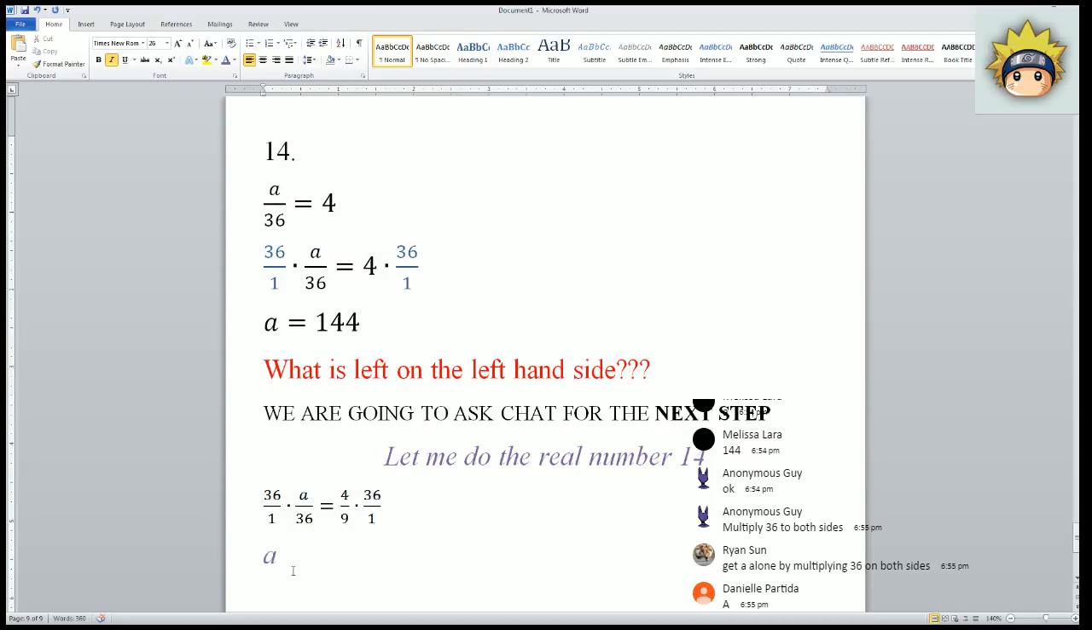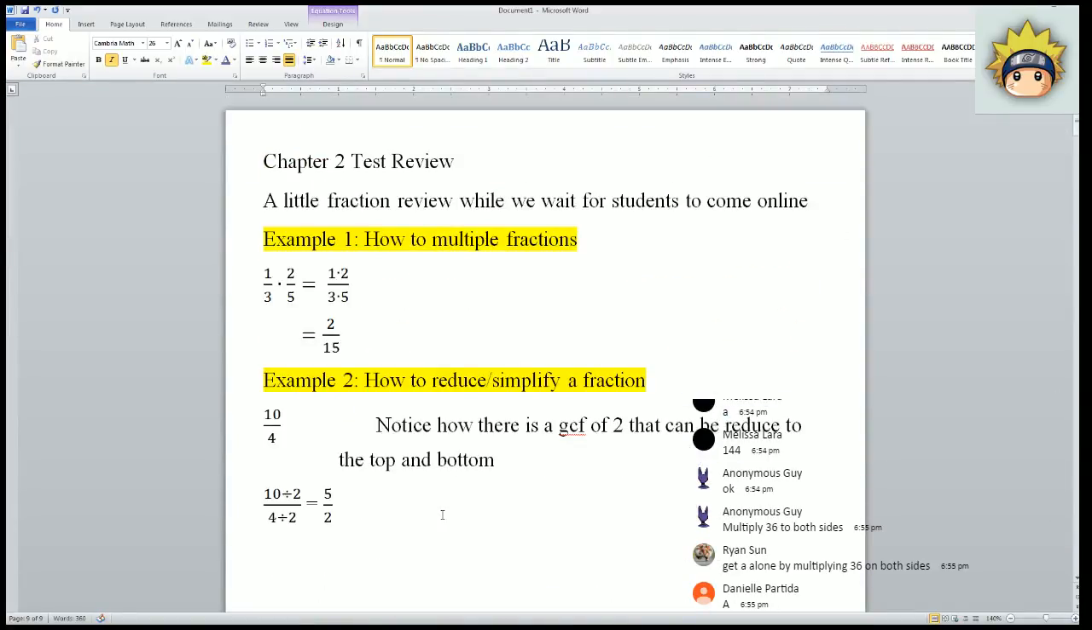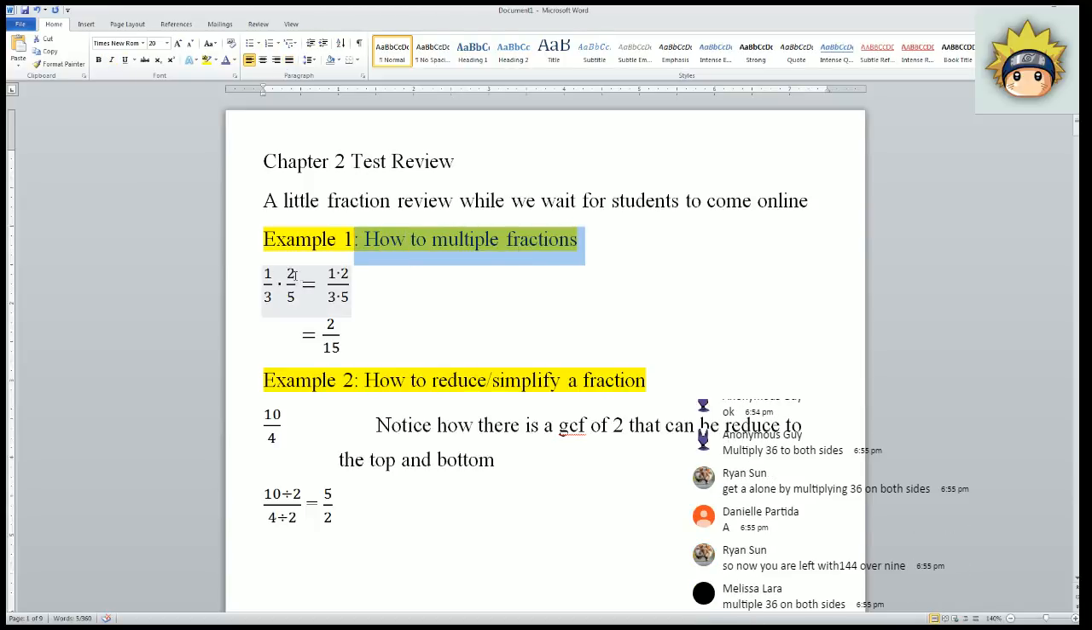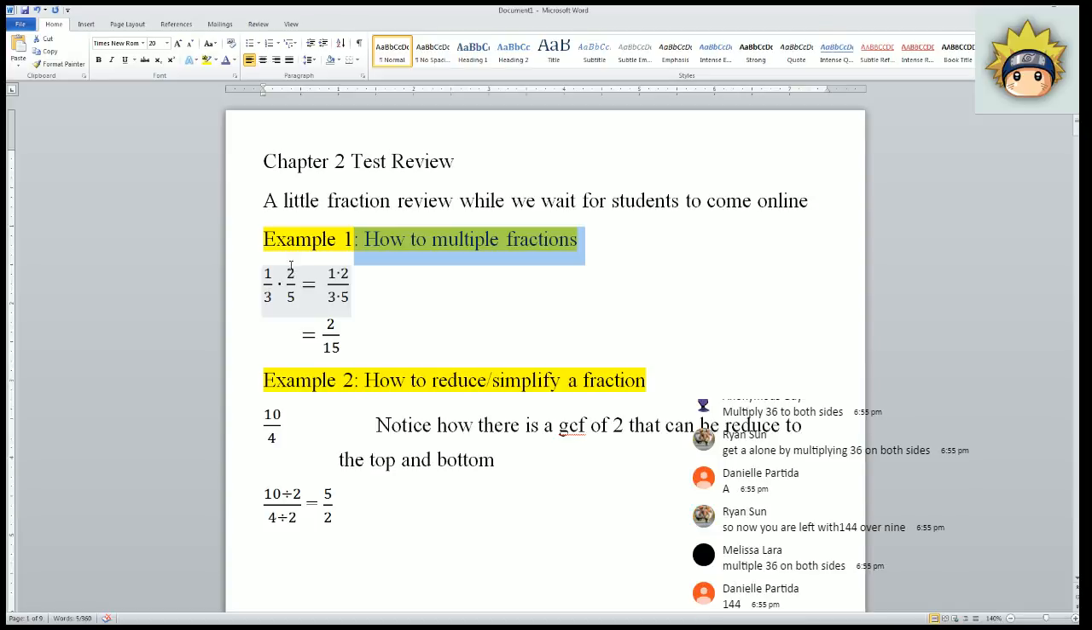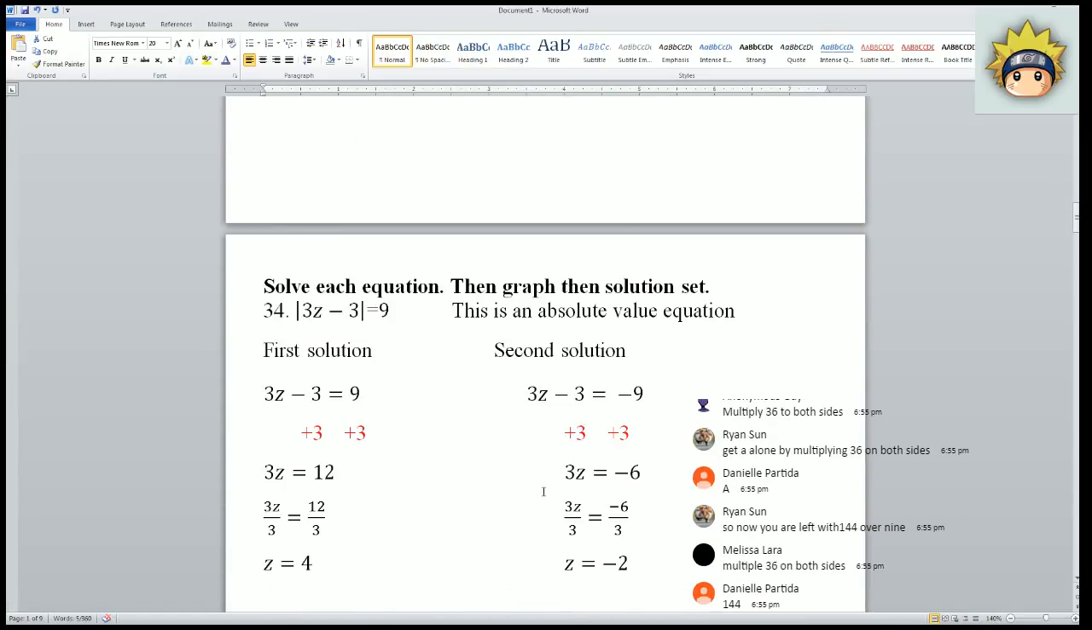Bam. Okay, A is going to be equal to... Alright, now look here. Let me drop some fraction knowledge on you. When we multiply a fraction, we just multiply it across. Do you see that? Multiply it straight across.